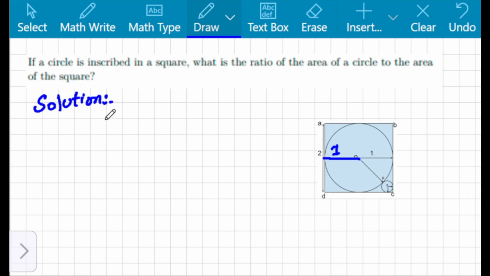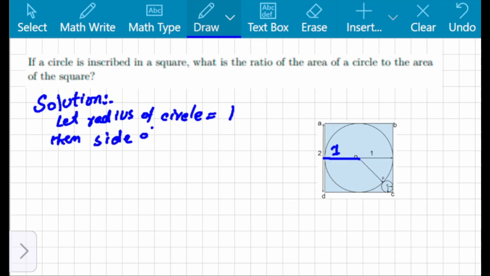So we will write here, for example, we are taking: let the radius of the circle be equal to 1. We are taking it as 1. Then the side of the square will be, because all the sides of a square are equal, 2. So we have to find the area of this circle and the area of this square.